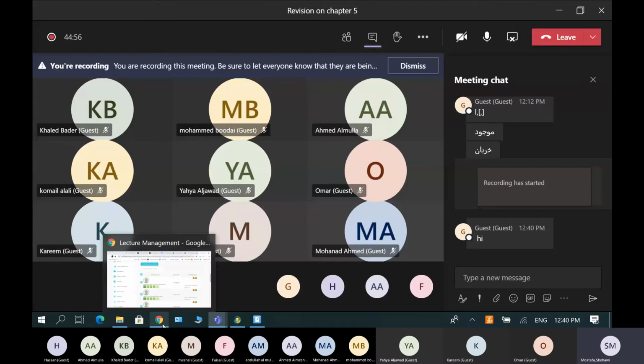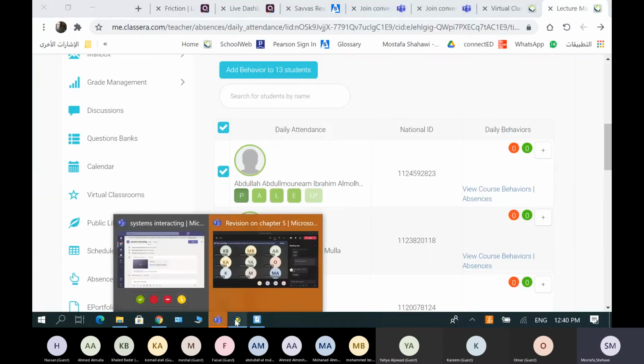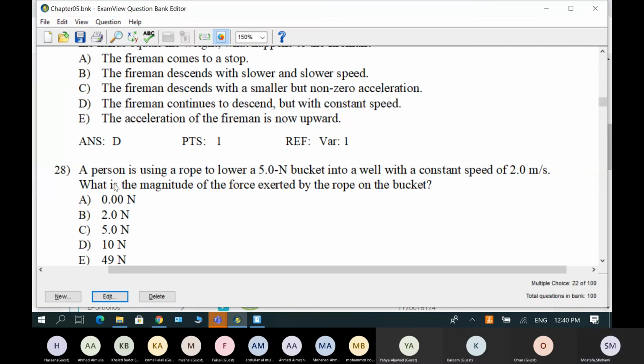How can you answer? Can you write the answer for this question? I will read it and you will answer it, Abdullah. A person is using a rope to lower a 5 Newton bucket into a well with a constant speed of 2 meters per second. What is the magnitude of the force exerted by the rope on the bucket?